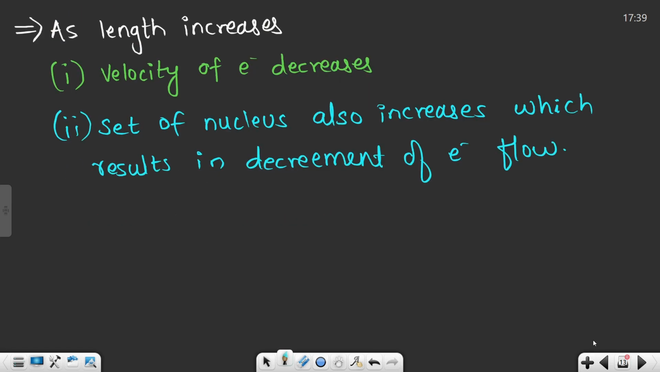Okay, so what does that mean? As my length increases, the flow of electrons reduces. That means what? The current decreases. This is what I can say. Yes, of course. I hope you are able to understand this. This is a very, very simple point. As the length of the conductor increases, the current decreases.